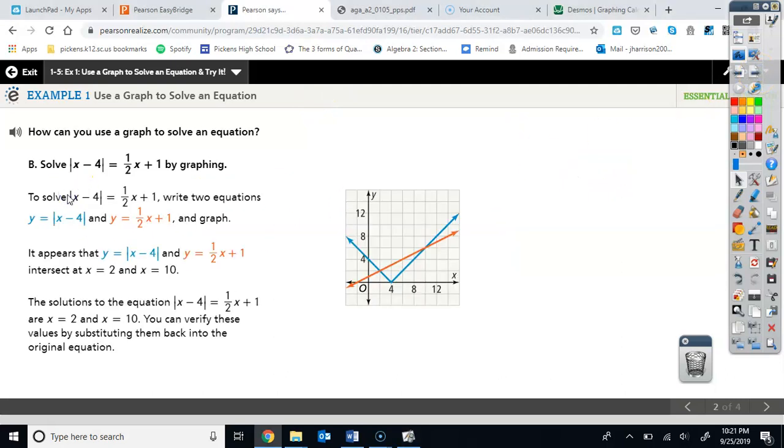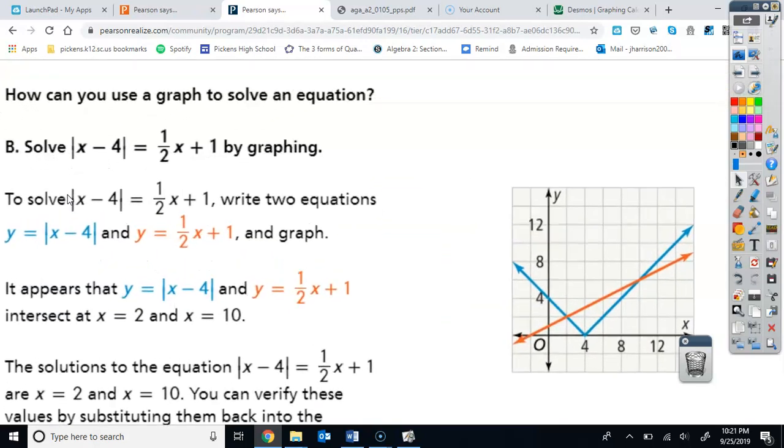So if you look back over here, like I said, y equals the absolute value of x minus 4 would be an absolute value that has been moved to the right 4 spaces.